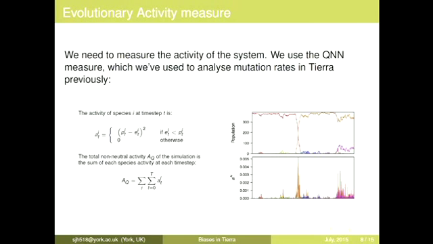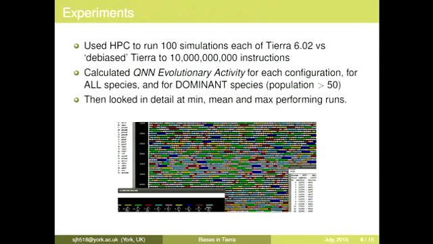And I think it's pretty useful for software systems. So, on to the experiments. We used a high-performance computing facility here at York to run 100 simulations of Tierra 6.2 versus our debiased version. Each simulation ran 10 billion instructions, so these were very long simulations, and they created a heck of a lot of data that we had to deal with.